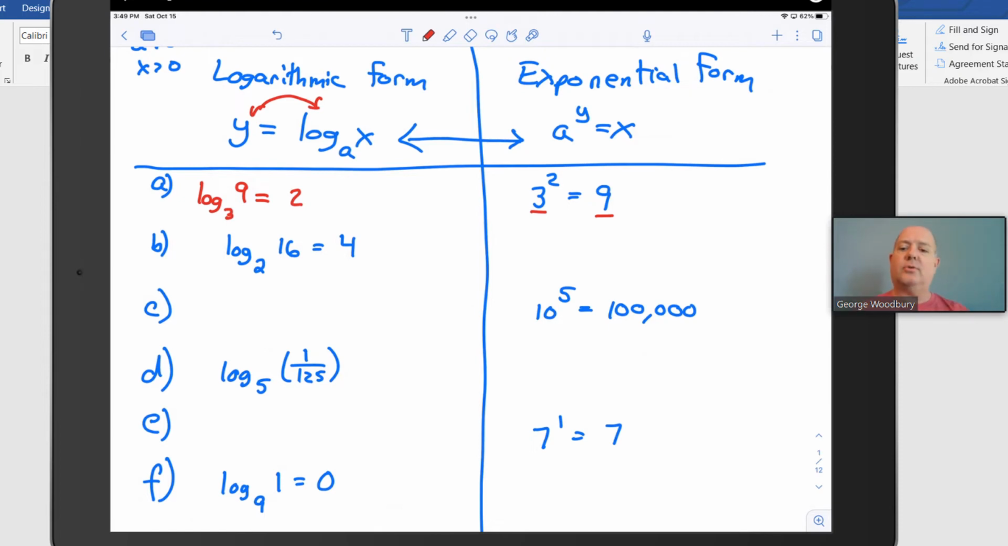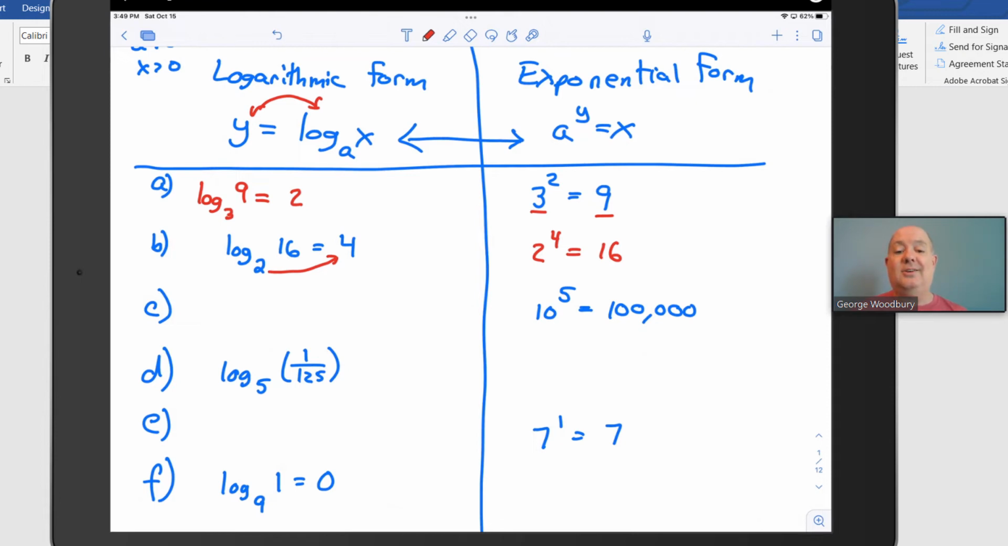Let's try to work it in reverse for the second one. Log base 2 of 16 equals 4. Take the base and raise it to the number on the other side. 2 to the 4th power equals the argument of the logarithm, 16.